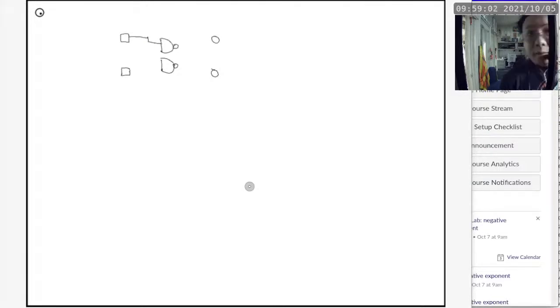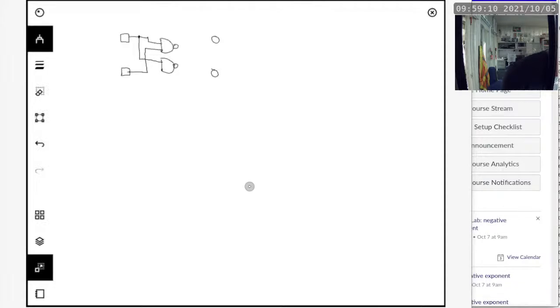So I'm proceeding to finish the diagram here. Okay. Oh, I take it back. Okay, this is when I distract myself, things do not work. There we go. All right.